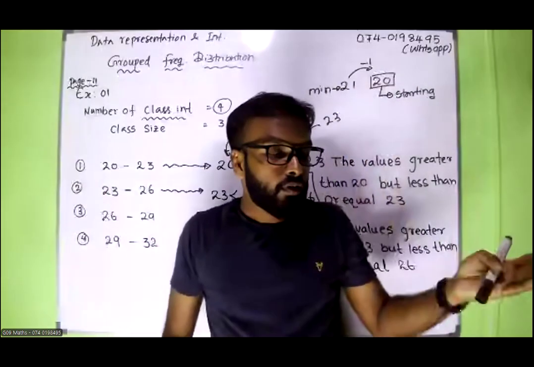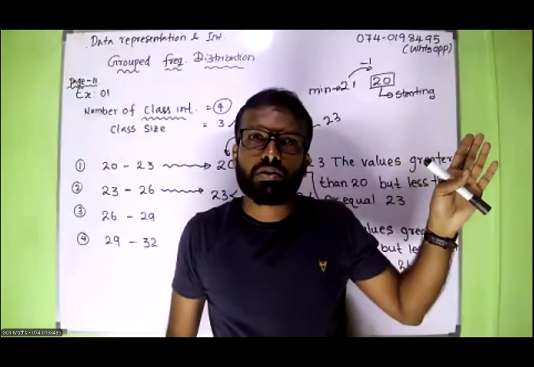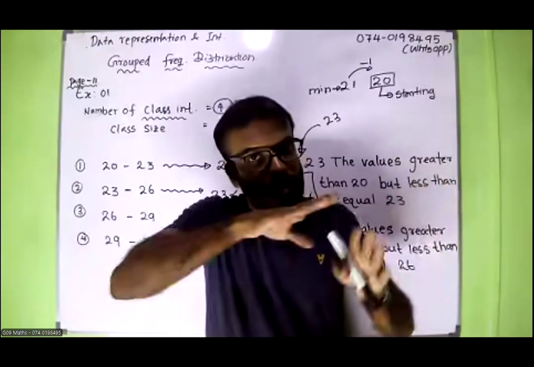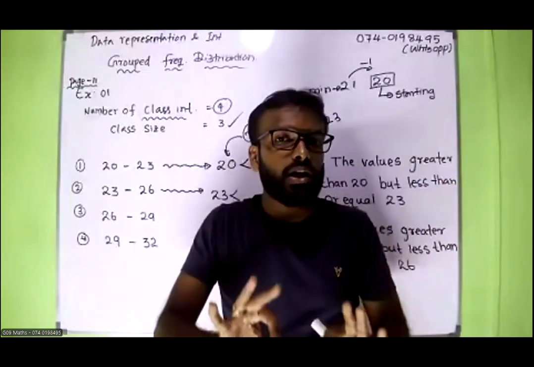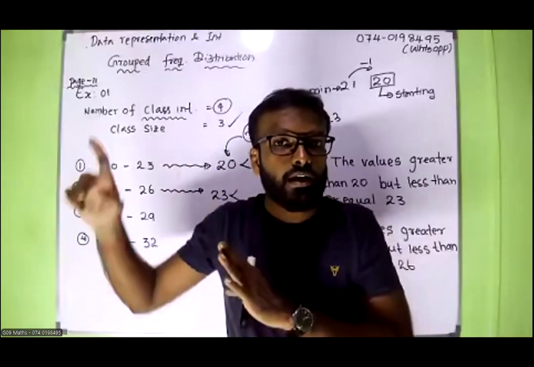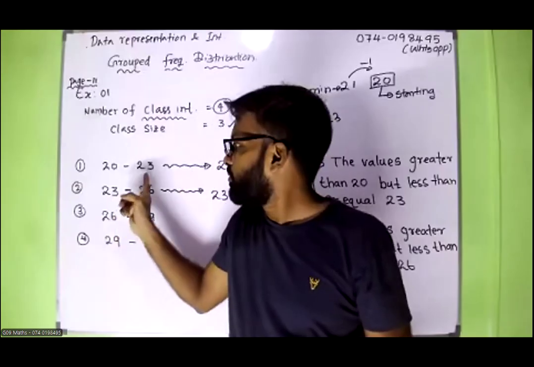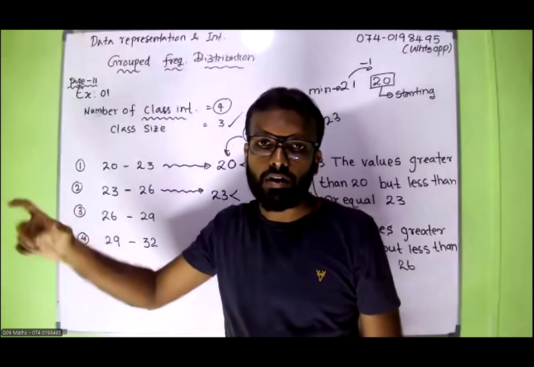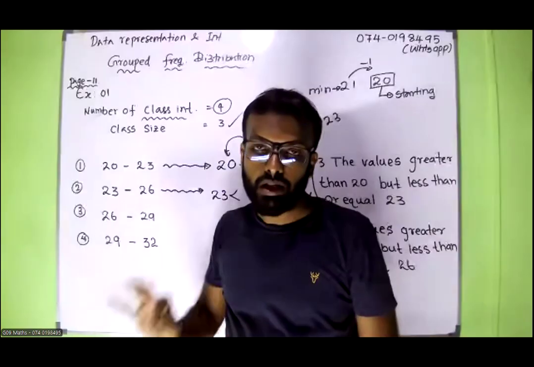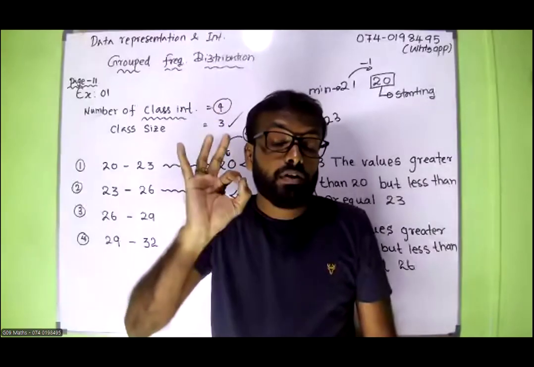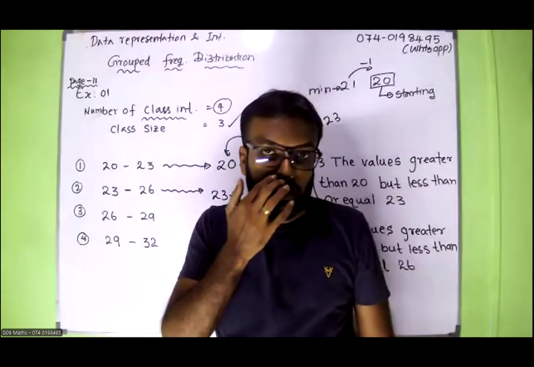For another example, suppose the minimum value is 32. Subtract 1, so the starting point of the first class interval is 31. You have to start from 31. That is one of the important points you need to remember.